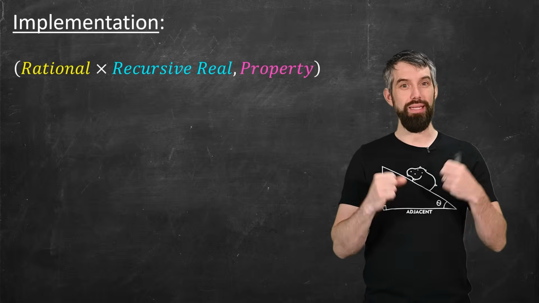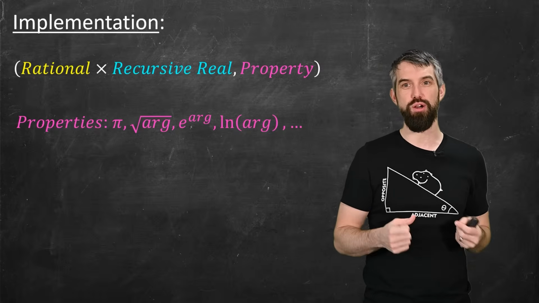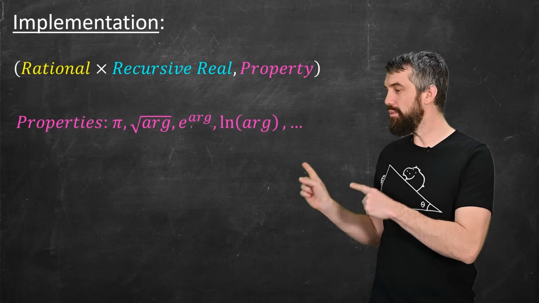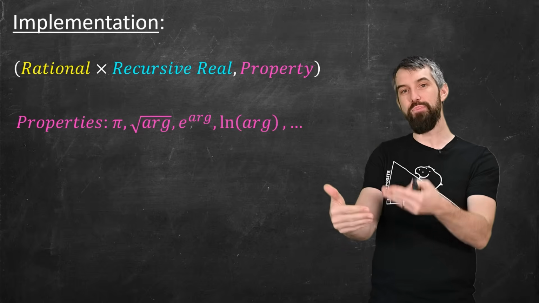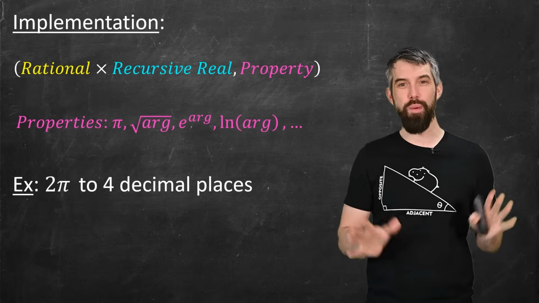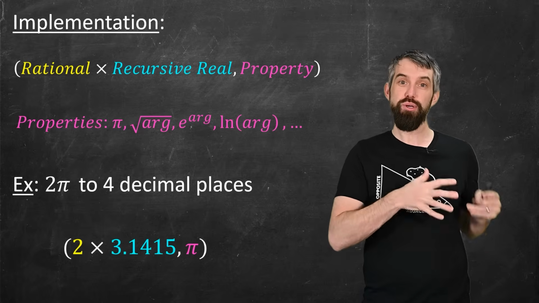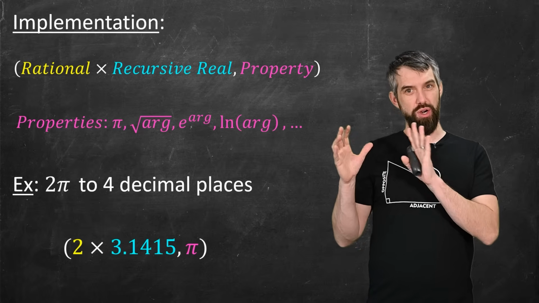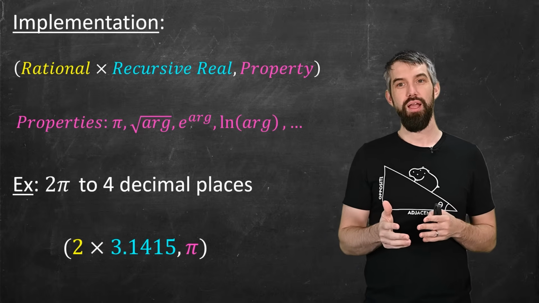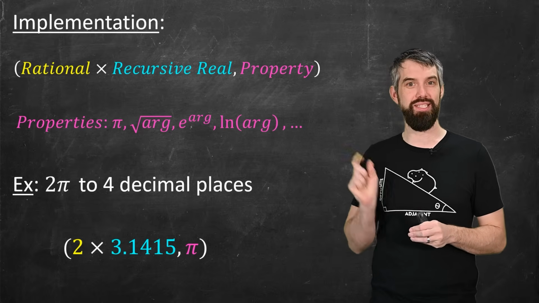Property is a flag or a label. And it's something like being pi, or being the square root of an argument, or e to the argument, or logarithm of an argument. It's waving your hand and saying, by the way, this number that I'm doing, it came about from the number pi. Like, so for example, say I have 2 pi and I want to approximate that to 4 decimal places. The way you'd store that is a rational number 2, then a recursive real to 4 decimal places, 3.1415. And then finally, the property would be that it came from pi, so you flag it with the symbol pi.